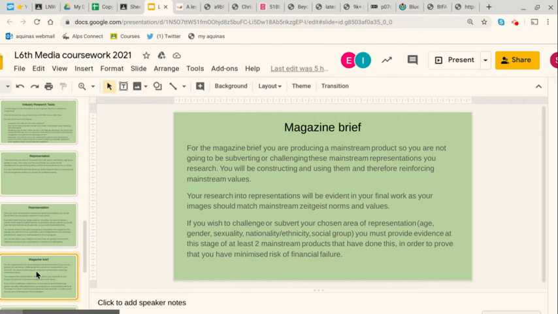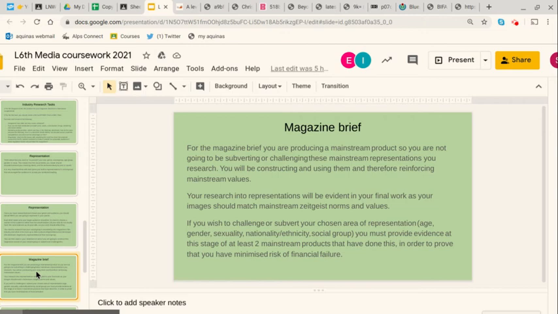Your research into representations will be evident in your final work as your images should match mainstream zeitgeist norms and values. Now, if you can't remember what the word zeitgeist means, I advise you to Google it. It basically just means the culture of the time. So it's another way of saying cultural competence or cultural capital. You could also say cultural zeitgeist.